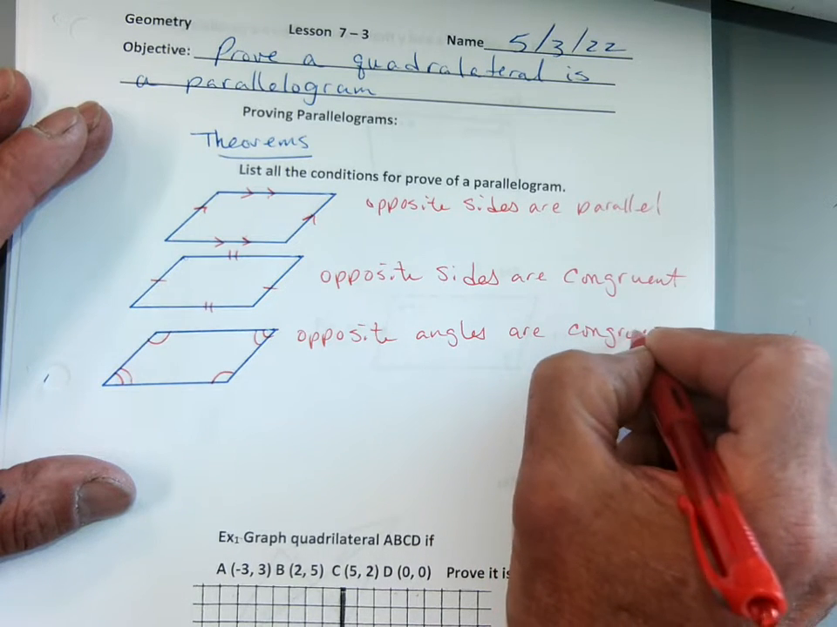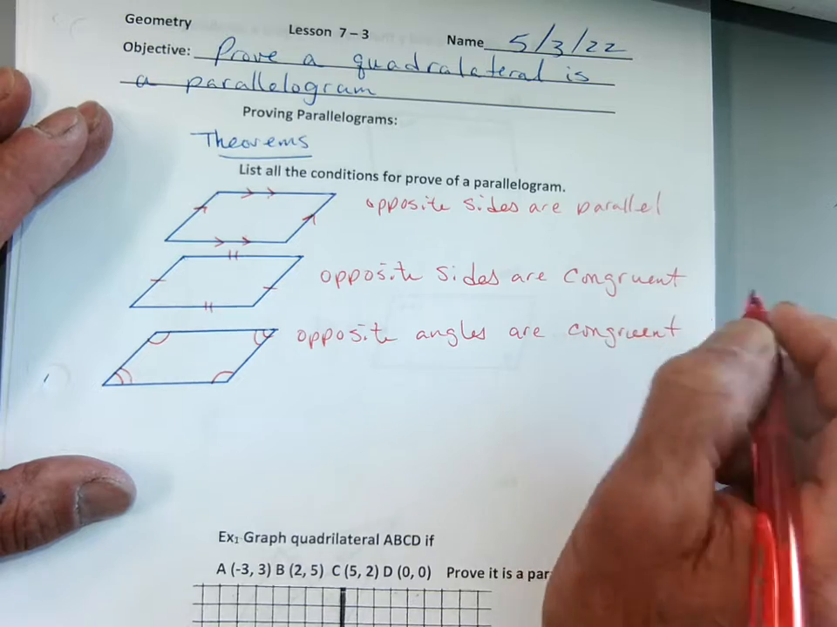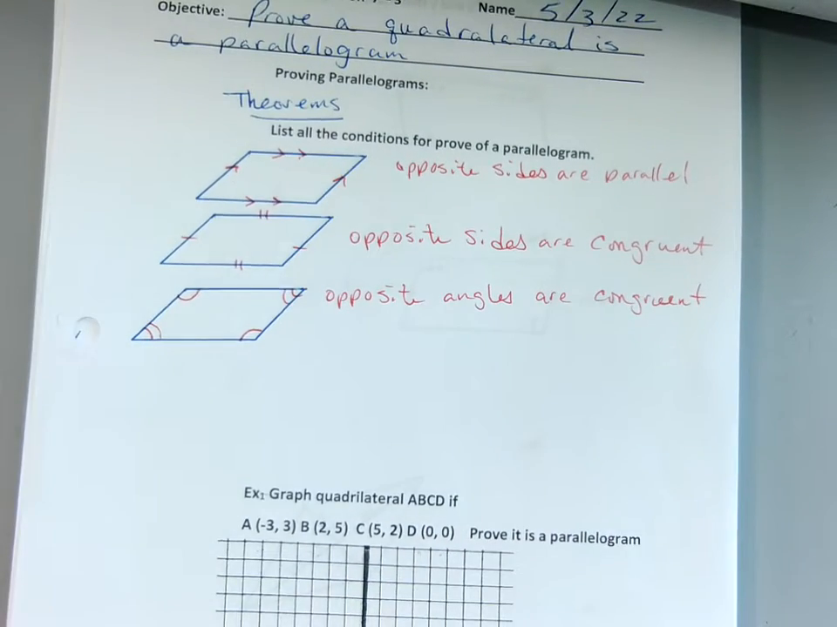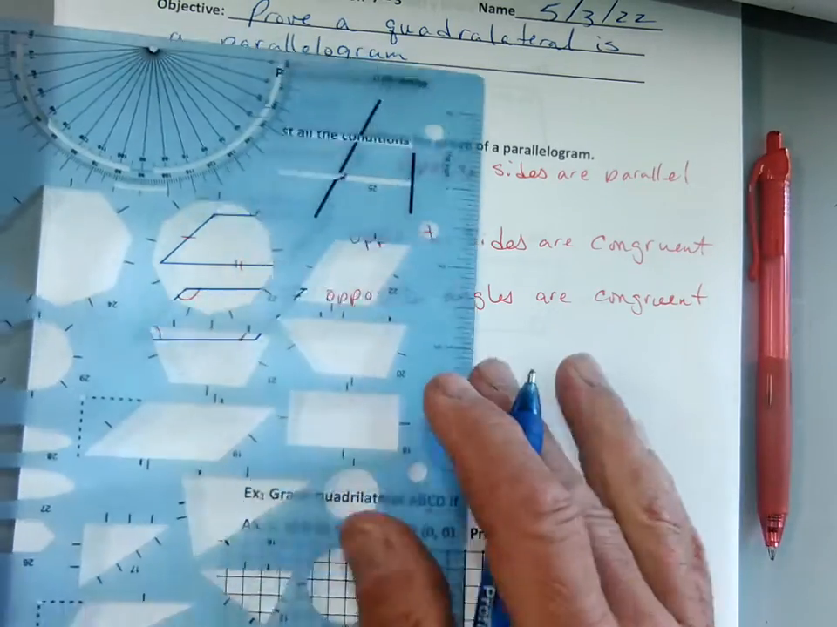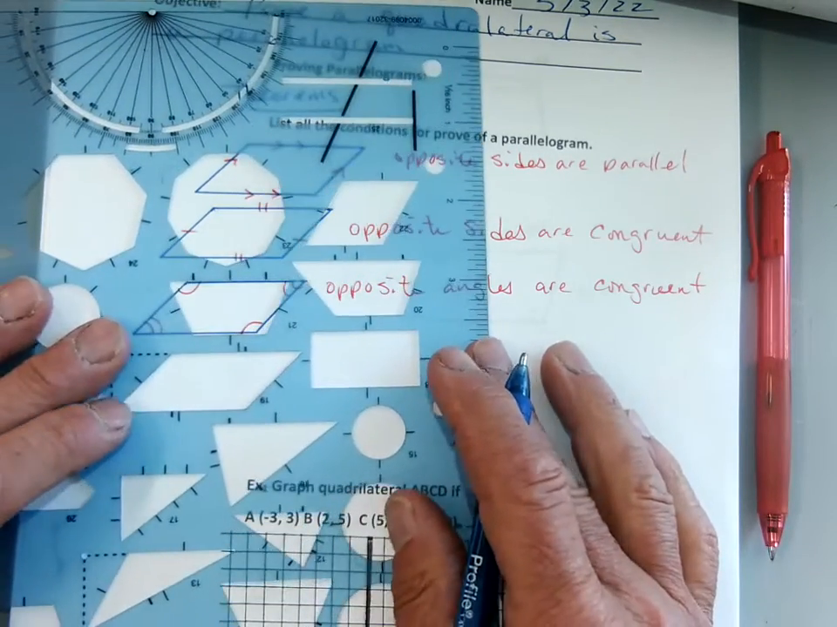Am I going too fast? Let me slow down for a second, okay? So we've got 3 of the 5, and we know these. All right, let's look at the 4th one. I want these in my notes so I can use these later. It's nice to have in my notes.